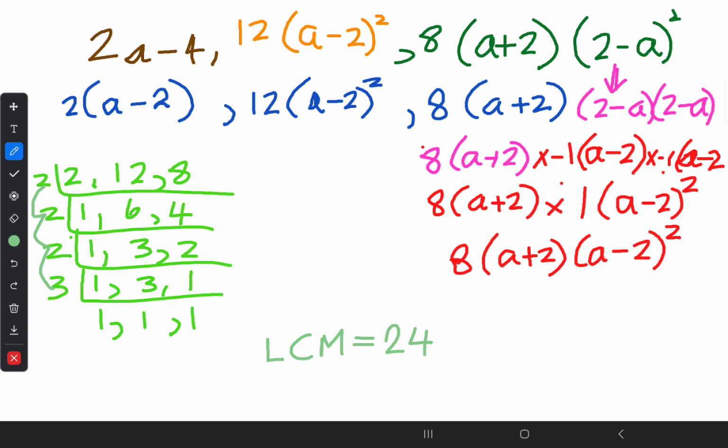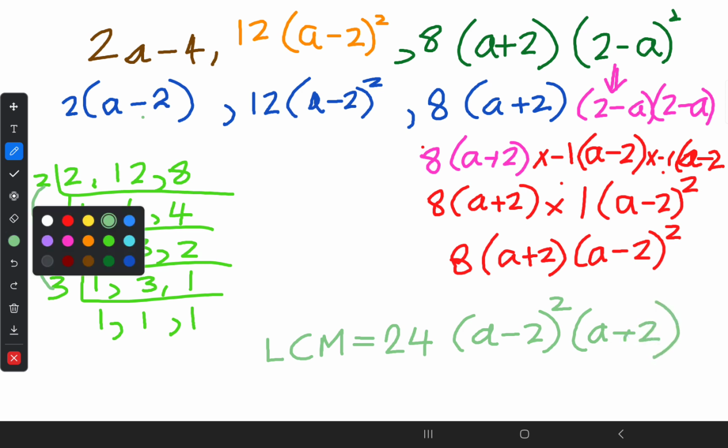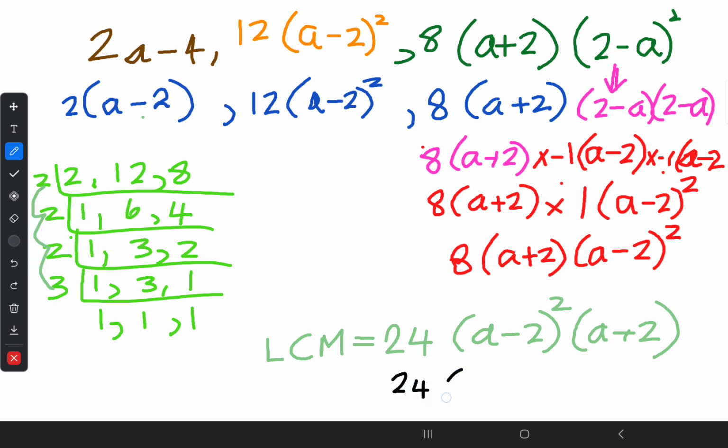Look at the bases. (a minus 2), (a minus 2) square, here also (a minus 2) square. For (a minus 2), the square is the higher position, so (a minus 2) square. Other than that, (a plus 2) we are having as another base. You can write your answer like this. If not, you can write in another method as well. You can change this order: 24 (a plus 2) times (a minus 2) square.